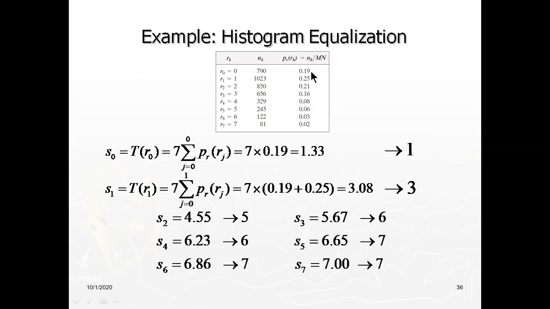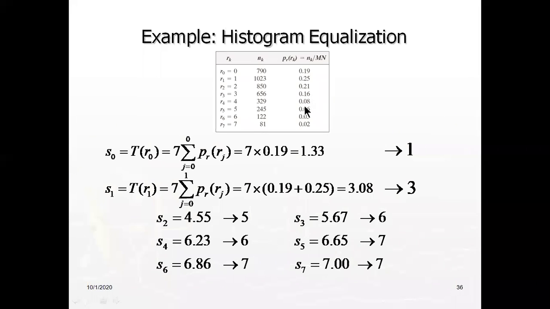S2 will be 7 into (0.21 plus 0.25 plus 0.19). So together it will give the value which is 0.65. 0.65 into 7 will be 4.55. 4.55 is rounded off to the value 5. S3 will be all these 4 added together. That will be 0.81. 0.81 into 7 will give you 5.67, and that is rounded off to 6.